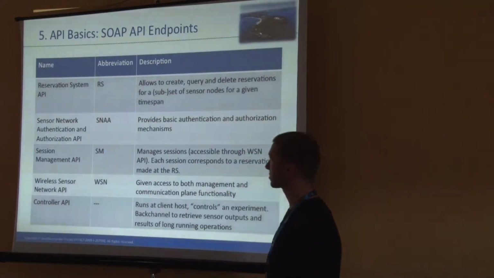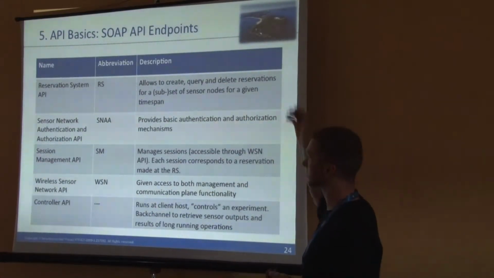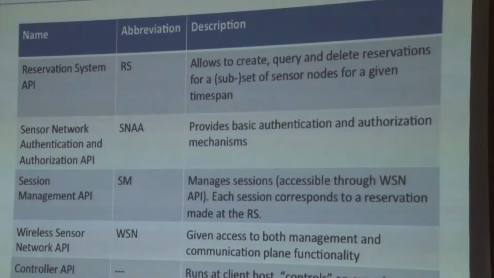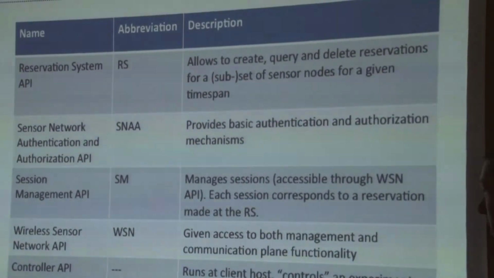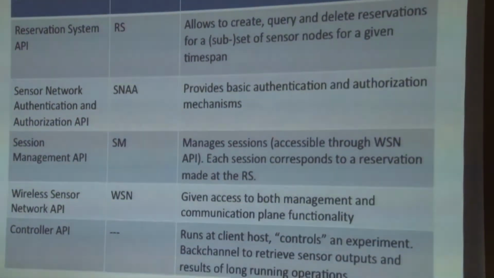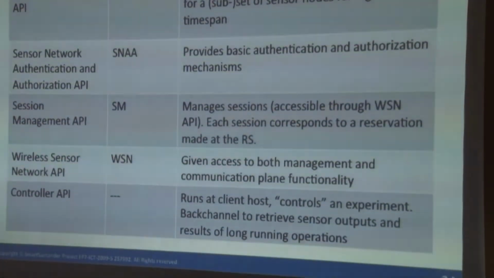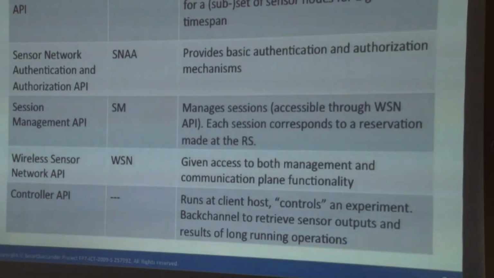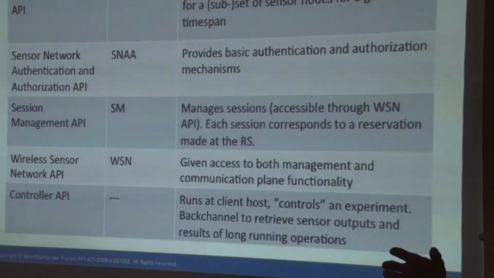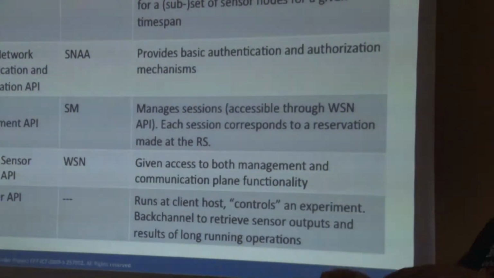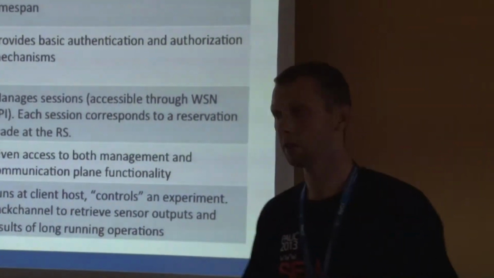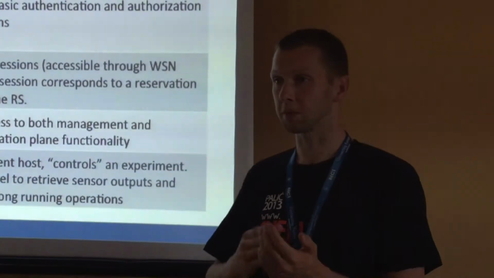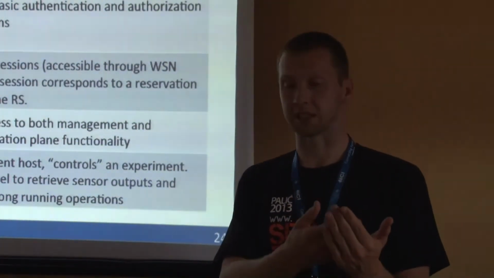So there is a reservation system which obviously allows you to create, query and delete reservations. We have the so-called SNAA API, the Sensor Network Authentication and Authorization API, which does what the name suggests, authorizes and authenticates. We have a so-called Session Management API, which is basically your first point of contact. So if you connect to a testbed, you will go to the session management and say, look, I have this reservation that I made with the reservation system. Please give me access to my experiment.